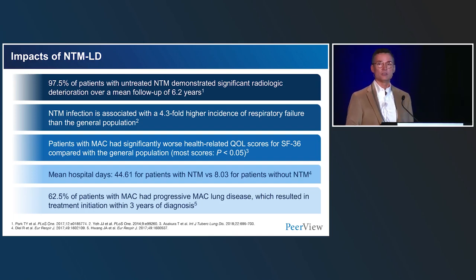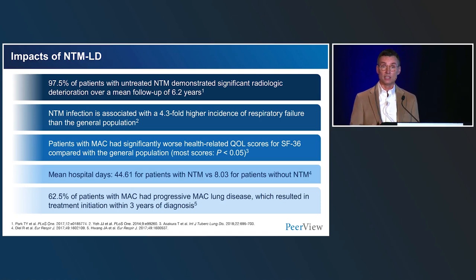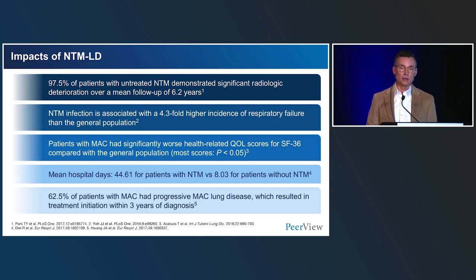So what are some of the impacts of a delayed diagnosis of NTM lung disease? In some series, almost 100% of patients have progressive findings of their disease on CAT scans if they are not treated, so significant radiographic deterioration. It's associated with a 4.3-fold higher incidence of respiratory failure than in the general public. And there are worse outcomes in general, particularly for quality of life scores compared with the general population. These folks have longer hospital stays when admitted, 44.61 days as opposed to 8.03 days for patients without NTM.